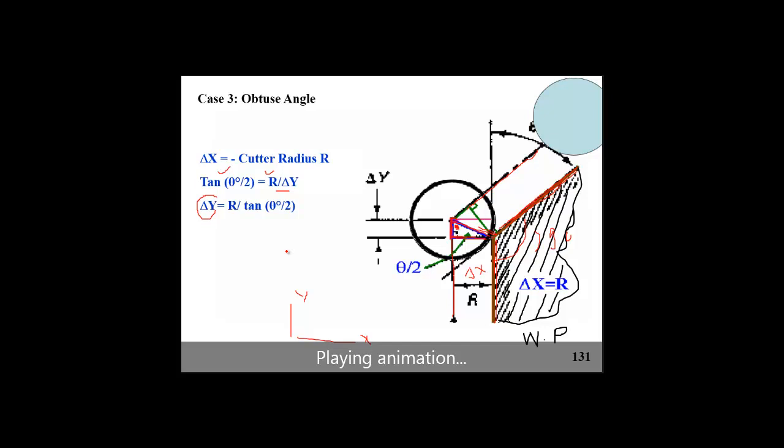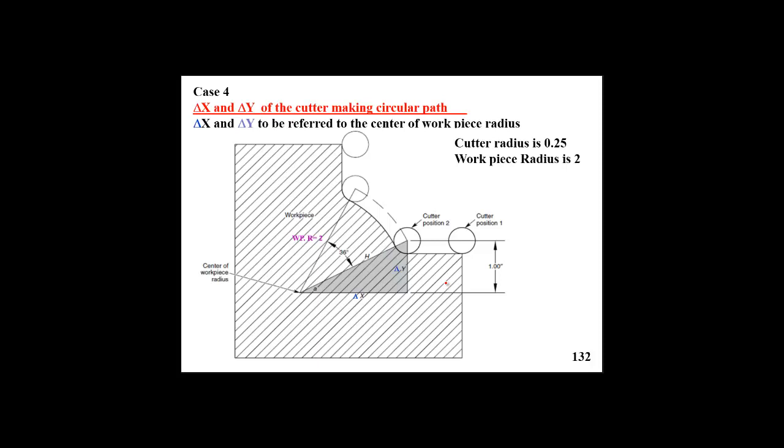In case 1, case 2 and case 3, all the movement of the cutter is along straight lines. What if the workpiece initially has a circular or curved segment along its geometry, like we have here? This is case number 4. The workpiece initially has that curved sector, a circular segment along the shape of the workpiece.